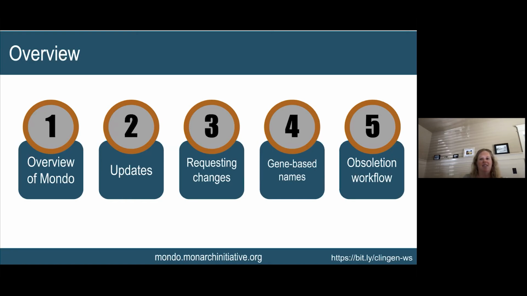So I'll take you through the workflow of how to request changes to Mondo via our GitHub issue tracker. And then I'll talk a little bit about using gene-based names, which Courtney very nicely discussed in the last presentation, and how we want to address all the issues that ClinGen needs and the types of naming schema they want to use, that you all want to use. So I'll just give you a little bit of background on how to request these types of either renaming or names for Mondo terms, and then a bit about our obsolescence workflow.